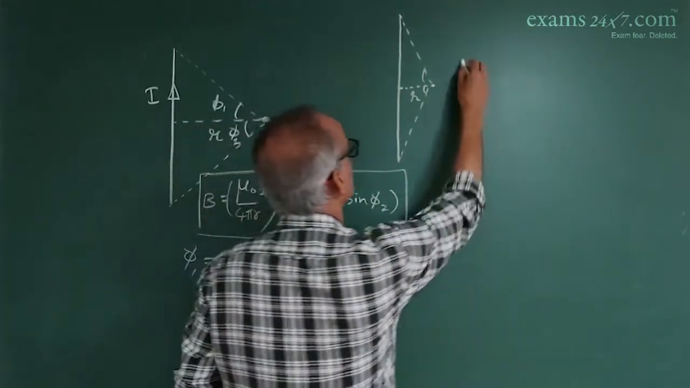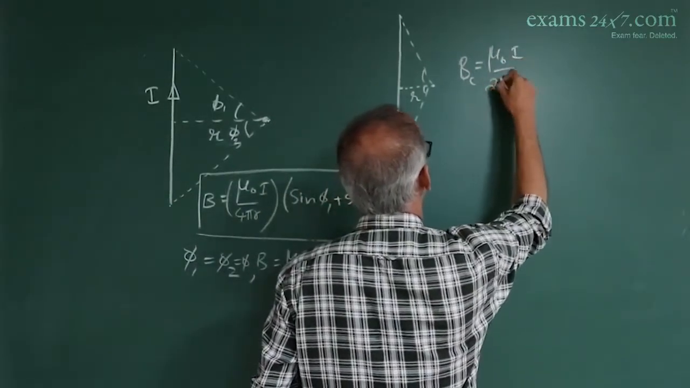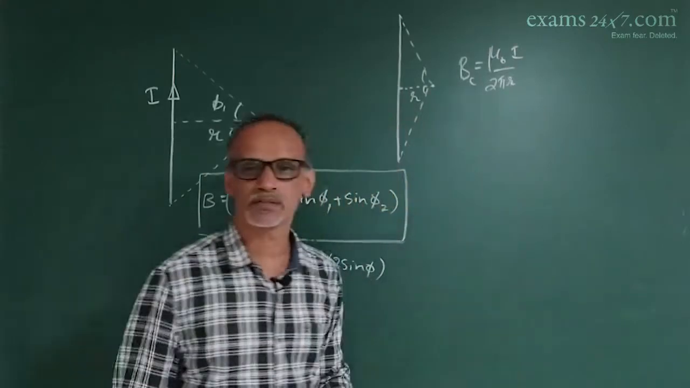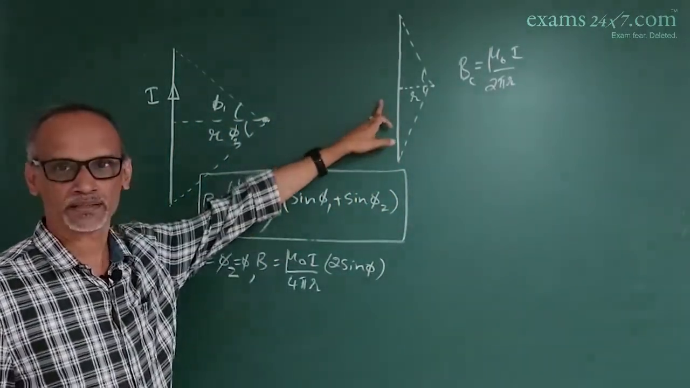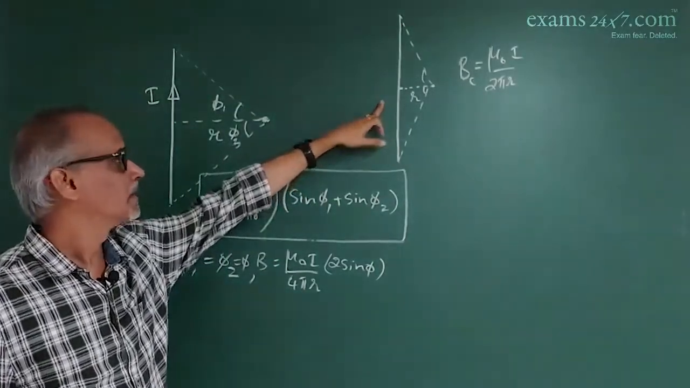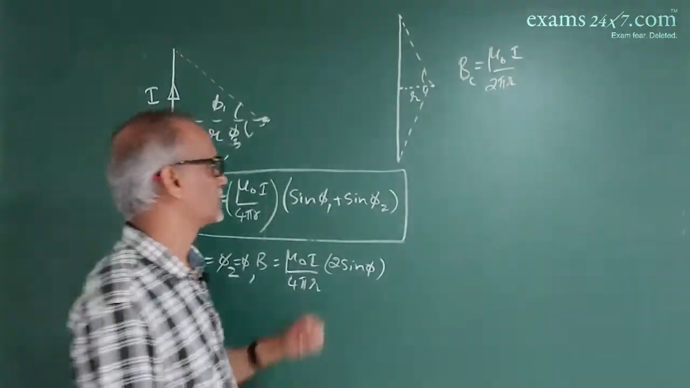So the strength of the field will be BC is equal to mu naught I by 2 pi r. So we use this modified version of the equation in the case of a long straight conductor, an infinitely long straight conductor, and when the point is nearer to the midpoint or nearer to the center.